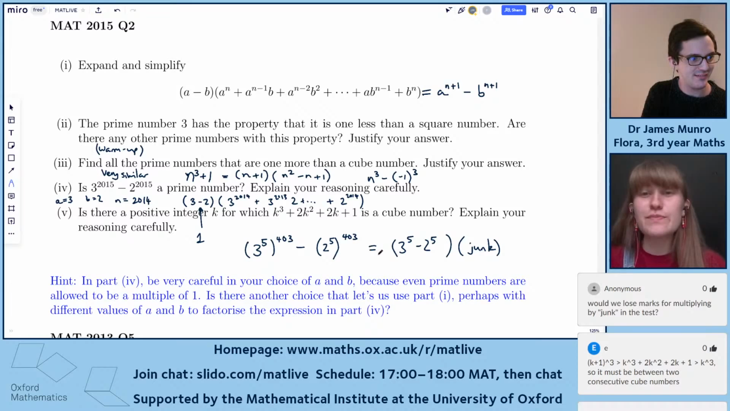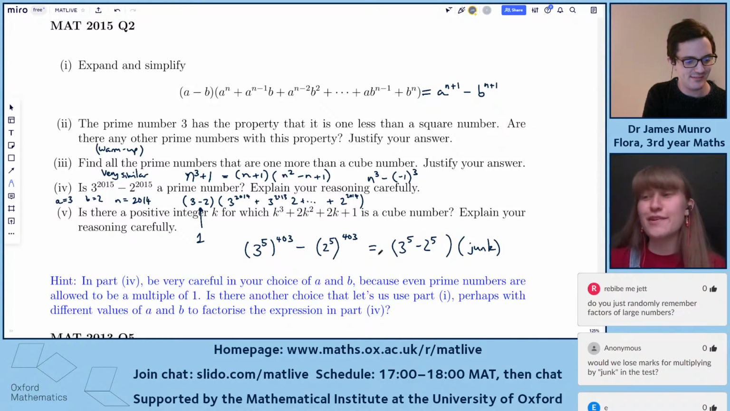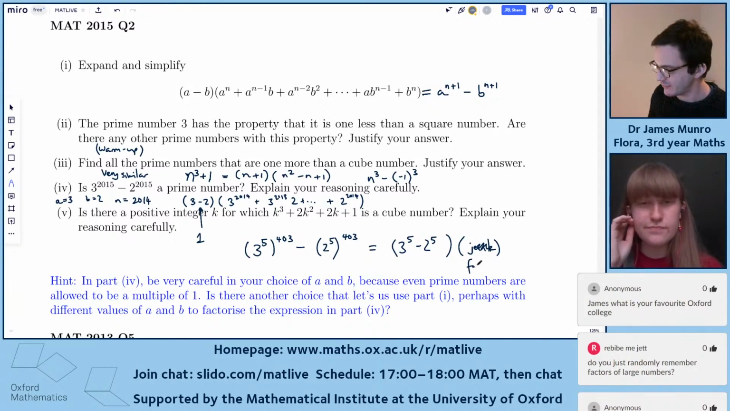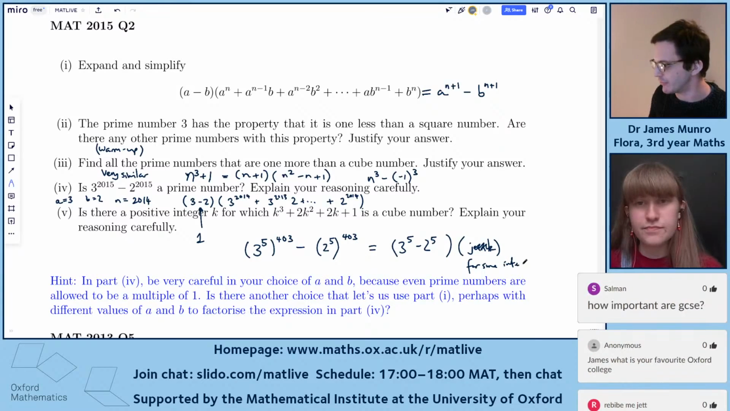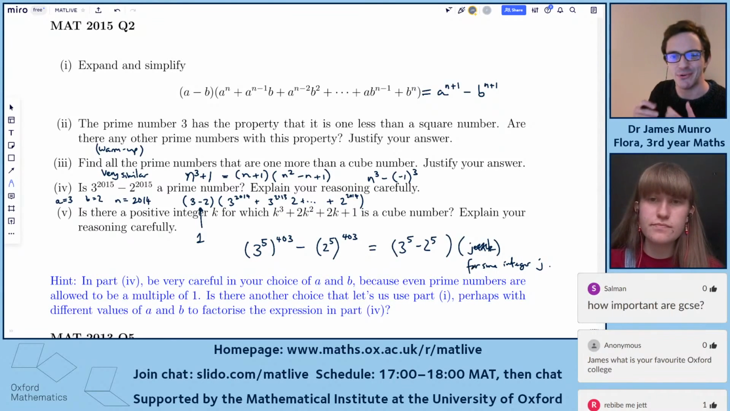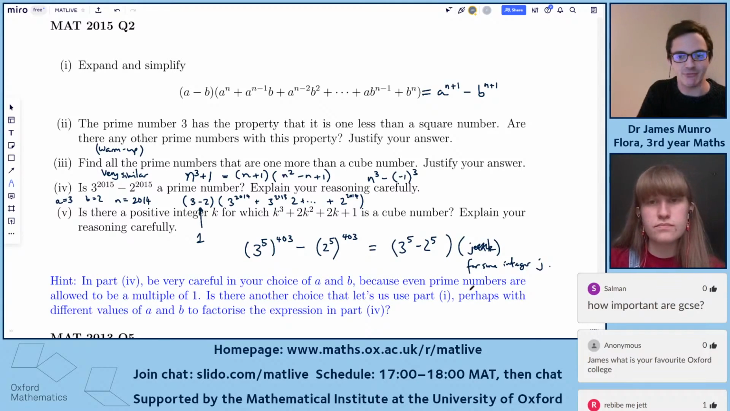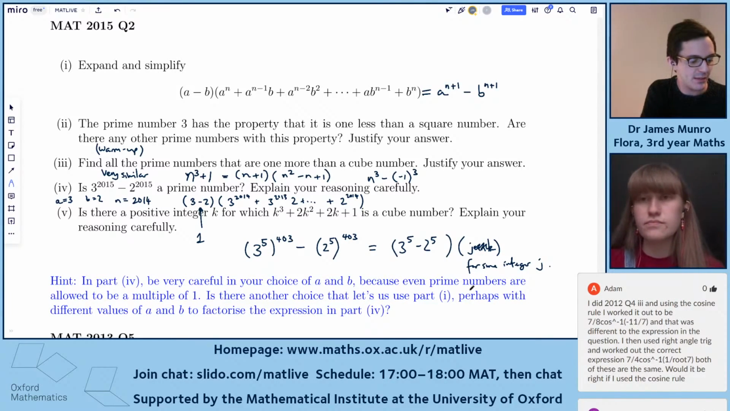What a great question. Will we lose marks for multiplying by junk in the test? Potentially you may not write junk in the exam, but you could write a positive integer. I'd give it a name. If I wrote J for some integer, for some whole number or integer or whatever, J. I'm trying to say whole number instead of integer because I think it's more friendly to say whole number, but sure, for some integer J, then that's pretty much the same. Giving things names is really important. I like giving things names, like calling it junk or just drawing a big rectangle with a squirrel in it, but yeah, giving things names is really powerful.